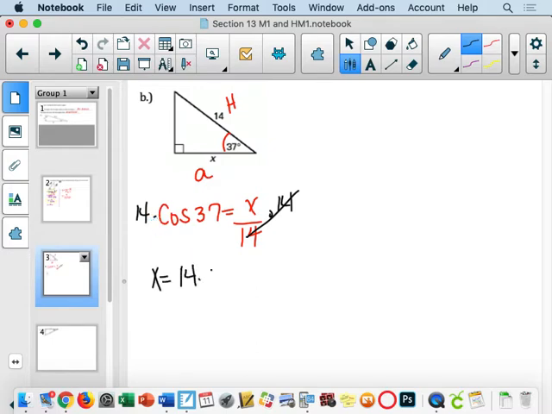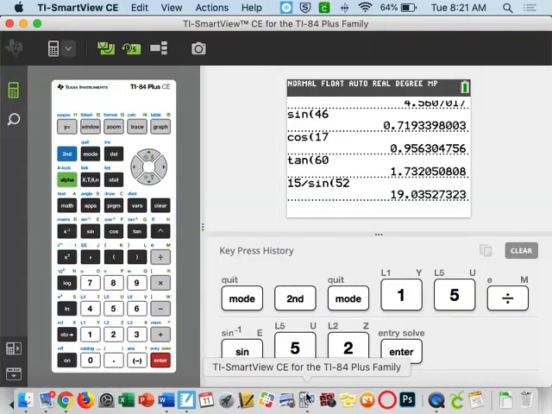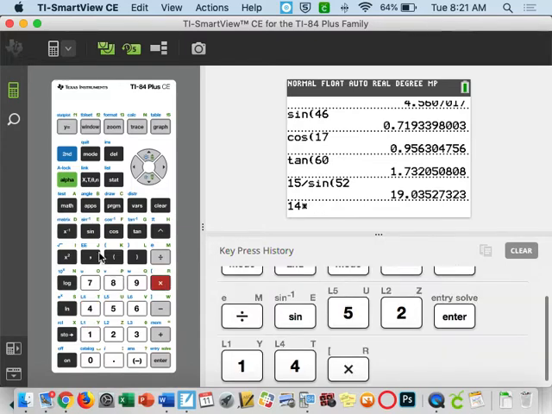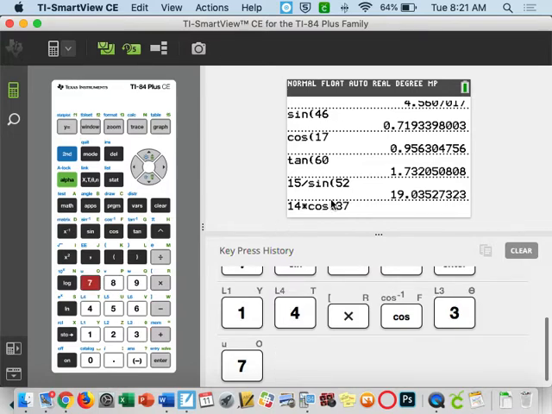This is what you type into your calculator. Okay, 14 times the cosine of 37. Now sometimes you might see me put this angle in parentheses. It's a clear way to show that 37 is the angle that you're typing in. And also when you're using your calculator, it's 14 times the cosine of 37. Notice what happens. Your calculator opens that parenthesis. You don't have to close the parenthesis because you're not typing anything else in that instance.